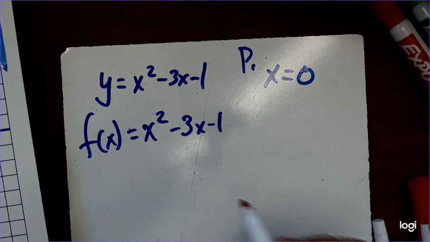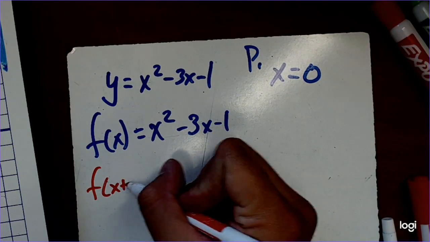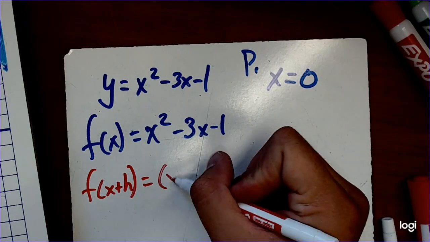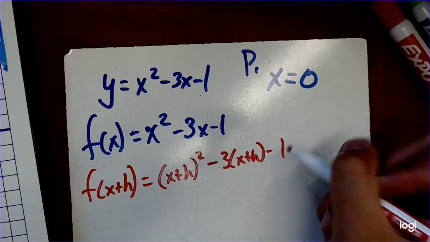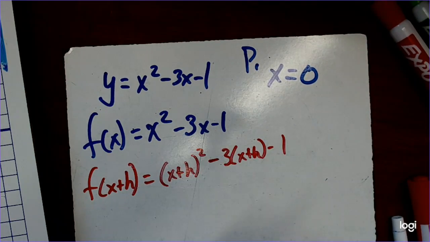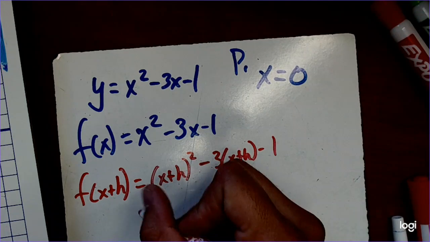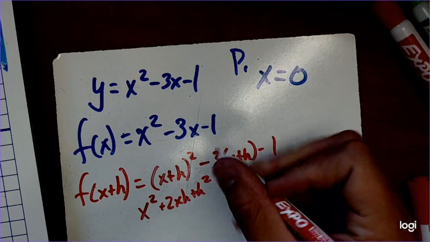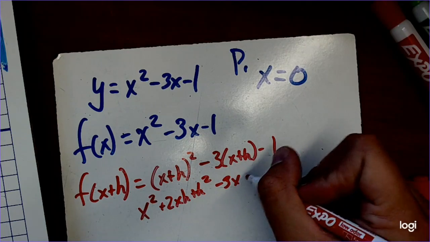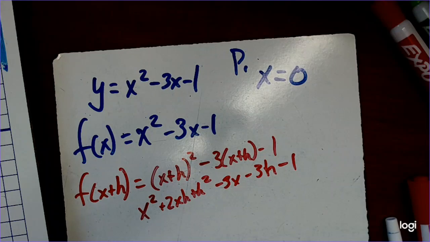I'll write the numerator in red for some consistency. So f of x plus h is going to equal x plus h squared minus 3 times x plus h minus 1. Right? F of x we can already see up there. If I simplify f of x plus h, which is a great idea, x plus h squared gives me x squared plus 2xh plus h squared minus 3x minus 3h minus 1. Okay, so that's the first half of my numerator for f of x plus h.